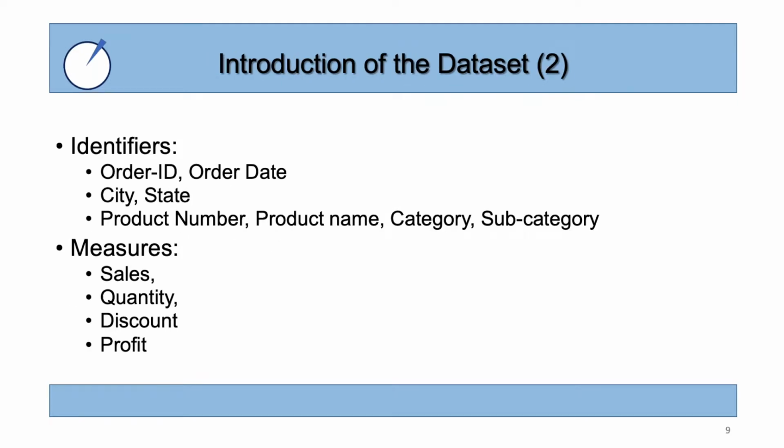This dataset also includes 12 field or column names, with 8 being identifiers: order ID, order date, city, state, product number, product name, category, and subcategory. And then there are 4 fields that are measures: sales, quantity, discount, and profit.